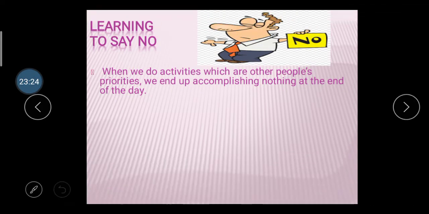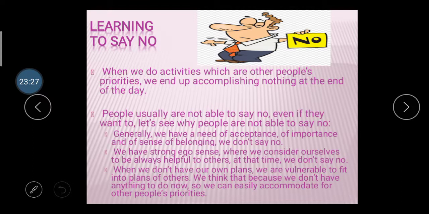Then the second one: people usually are not able to say no even if they want to. But let's see why people are not able to say no. Sometimes people have a perception that they cannot help them, but they do not have this quality to say no.